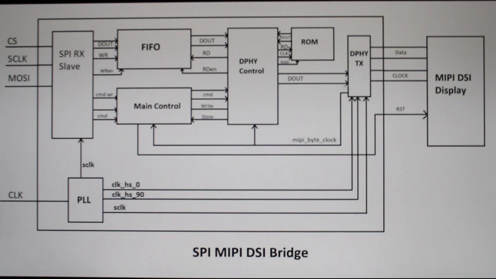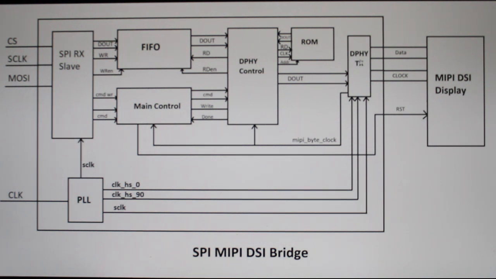This PLLTX block is controlled by DPH control. DPH control is basically a state machine which is responsible for sending one complete frame. First it generates the HS entry sequence, then sends appropriate head bytes, then sends the command bytes and payload, and in the end sends trail bytes and finishes the transaction. DPH control takes care of the one full frame transmission with the help of ROM, FIFO and DPH/TX.